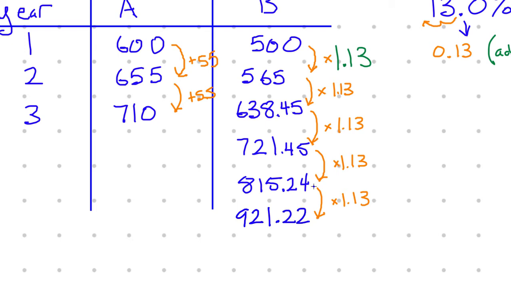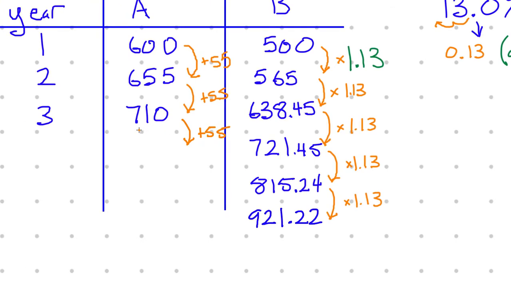921.22. Cool. And now I'm just going to be adding 55 over and over again. You can use your calculator if you want, but I'm going to try to use my mental math. So I'm working on my smarts.